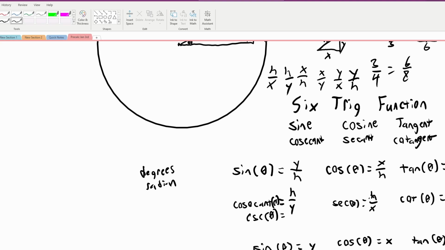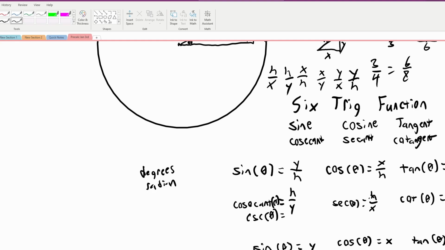Now again, the reciprocal trig functions, cosecant, secant, and cotangent, are simply the reciprocals of each of these. So cosecant of theta equals 1 over y, secant of theta is going to be 1 over x, and cotangent of theta is going to be x over y.